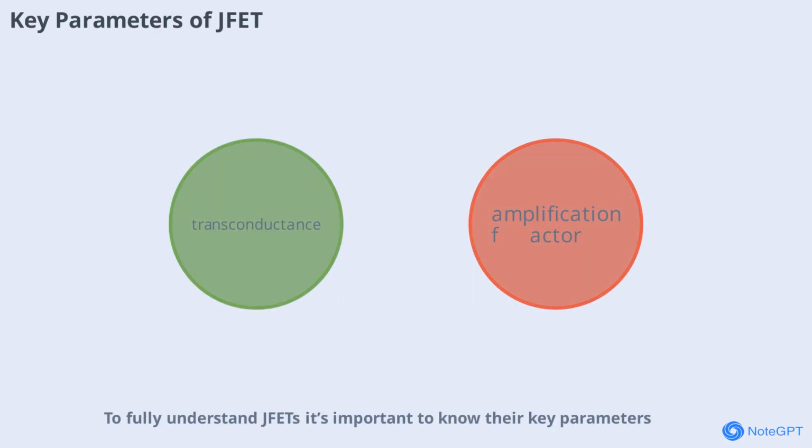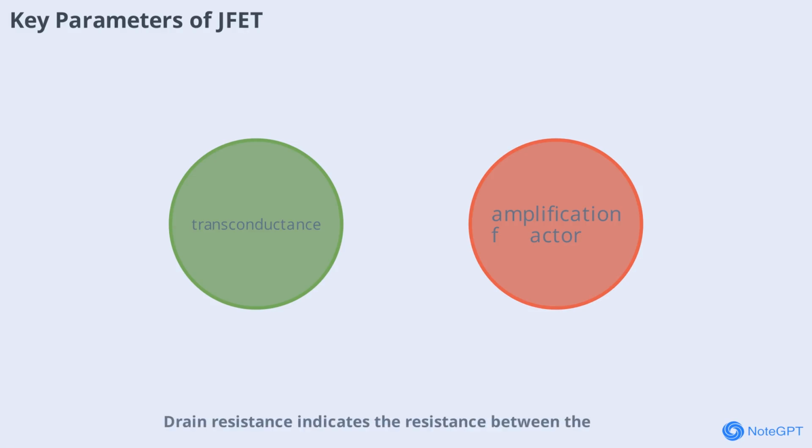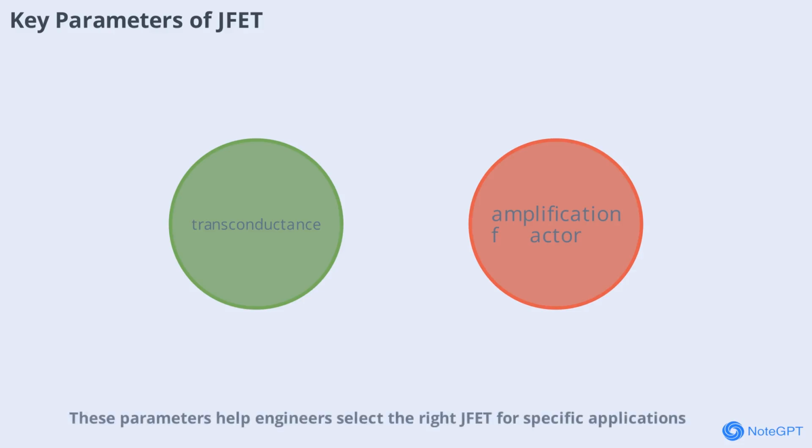To fully understand JFETs, it's important to know their key parameters: transconductance (gm), drain resistance (rd), and amplification factor (mu). Transconductance measures how effectively the gate voltage controls the drain current. Drain resistance indicates the resistance between the drain and source in the active region. The amplification factor is the product of transconductance and drain resistance, showing the overall gain capability of the JFET. These parameters help engineers select the right JFET for specific applications.